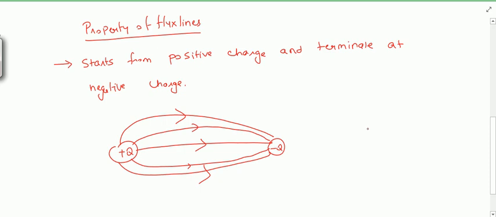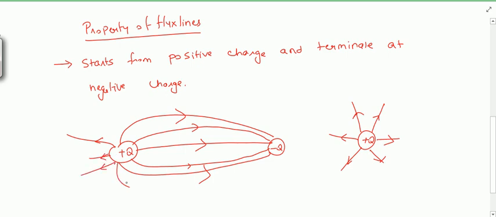But what if there is only a positive charge present in the area we are considering? Then the flux lines will start from the positive charge, the starting point will remain the same, and they will terminate at infinity. Like if we consider this charge, some field lines here will terminate at infinity.